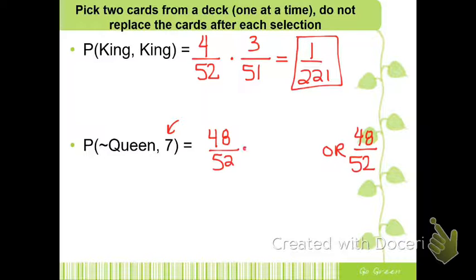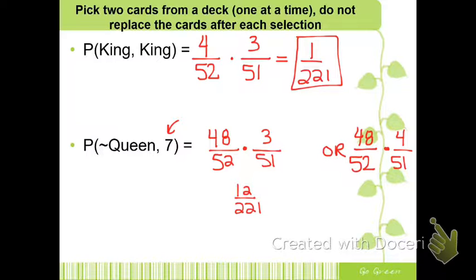If it is a 7, and then I go to draw the second card and I want to know whether or not that one's a 7, there's only 51 cards left, and because I drew out a 7 for the first one, there's only 3 7s left. However, if when I pulled that original card out that was not a queen, it was not a 7, there are still 51 cards left in the deck, but there are 4 7s left in the deck. So when I multiply and simplify here, I get 12 out of 221.